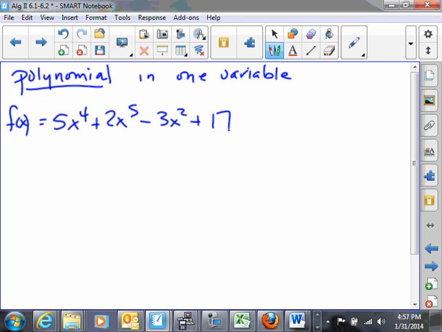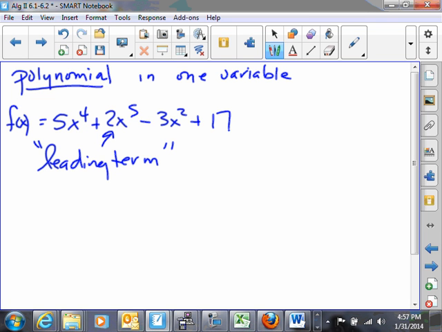First of all, we want to define the leading term. Now, the leading term is not leading at the moment. The way I've written this, the leading term is actually the second term. The leading term will be the term where the variable has the highest exponent. And when we write polynomials, we like them written in order of decreasing power.